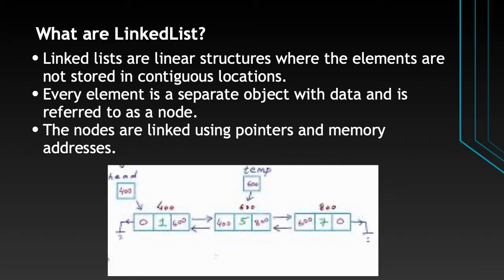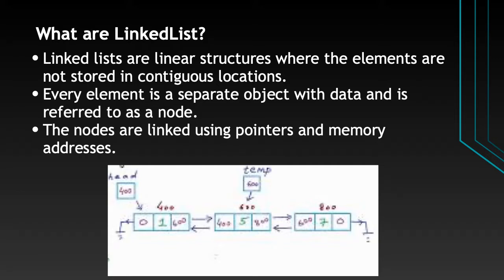So what are linked lists? Well, linked lists are linear structures where the elements are not stored in contiguous locations, meaning these elements are not overlapping each other like they would be in an array list, a vector, a list, and so forth. So they're spread out in memory, and every element is a separate object with data and is referred to as a node. Now, these nodes are linked using pointers and memory addresses. So, as I alluded to earlier, they're all scattered in memory.